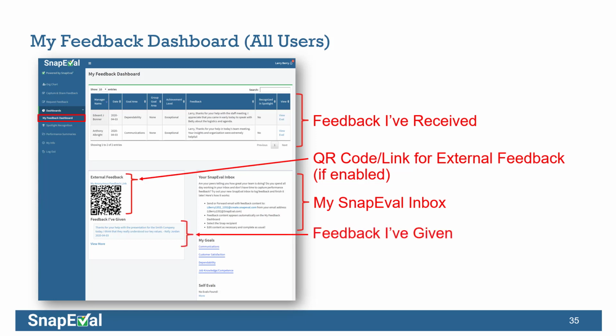organization. There's also a place where you can see feedback that you have given. Again, these are people that aren't necessarily assigned to you as employees. They may be peers, they may be others, if 360-degree feedback is turned on. So you can see all the feedback that you've given in the organization. You can see your own goals, and you can see any self-snaps that you've created.